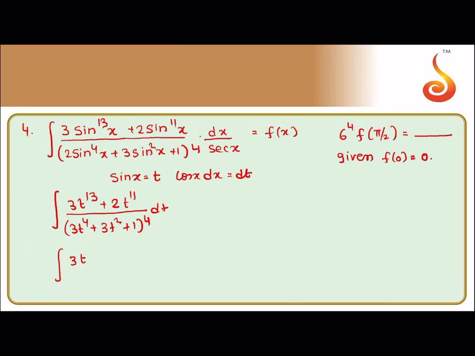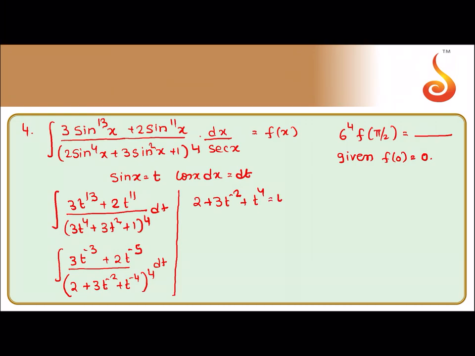Next, again divide by the highest degree. So we get 3 t to the power 4, 4, 16. 13 minus 16 will give you t to the power minus 3 plus 2 t to the power minus 5, divided by 2 plus 3 t to the power minus 2 plus t to the power minus 4, whole to the power 4, dt. Now I'll draw a line. The derivative of the denominator is present in the numerator, by just a little rearrangement.